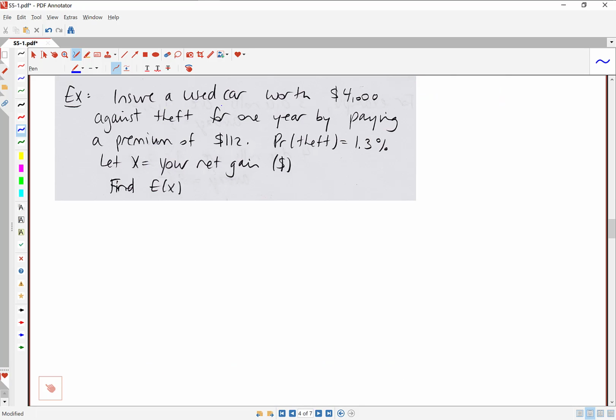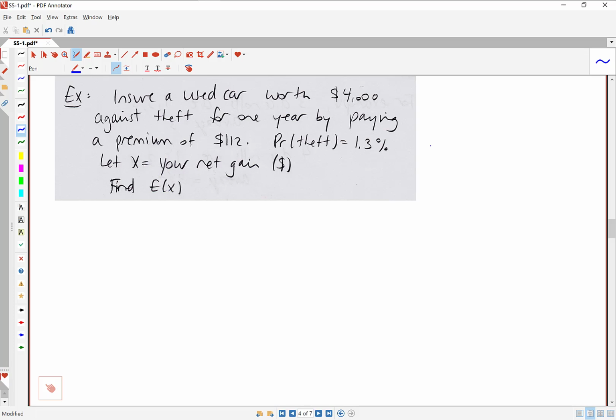So let's say we insure a used car worth $4,000 against theft for 1 year by paying a premium of $112. Let's say the probability of theft is 1.3%. We're going to let X represent your net gain in dollars, and we're going to find E of X.